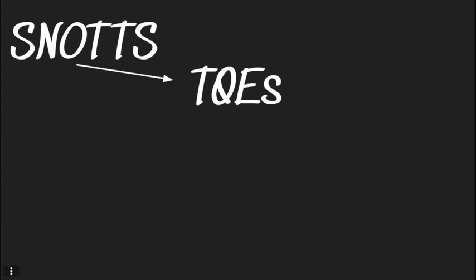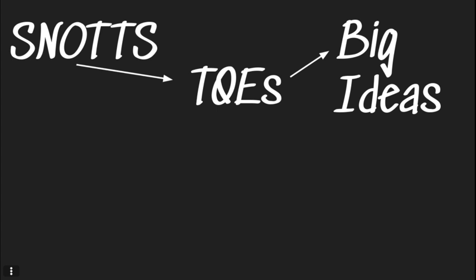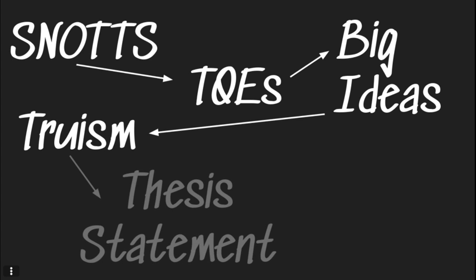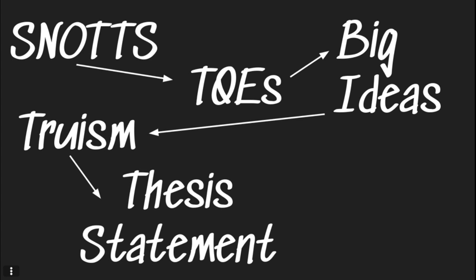And from snots, we come up with these TQEs. These are just thoughts, questions, epiphanies, things that lead to those big ideas. And once we have a set of big ideas, then we're able to take those big ideas and create a truism. Then from the truism, we get the thesis statement. The thesis statement is that driving piece of the essay. It's the most important sentence in the essay. It needs to be in the introduction of the essay. Really, you can't have any kind of essay without one.